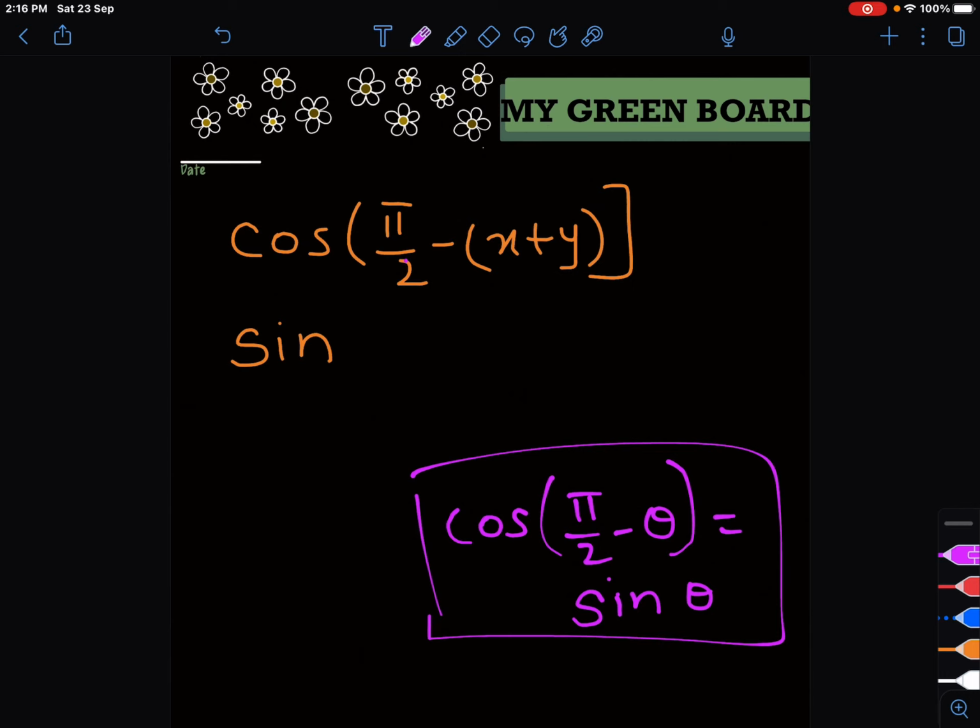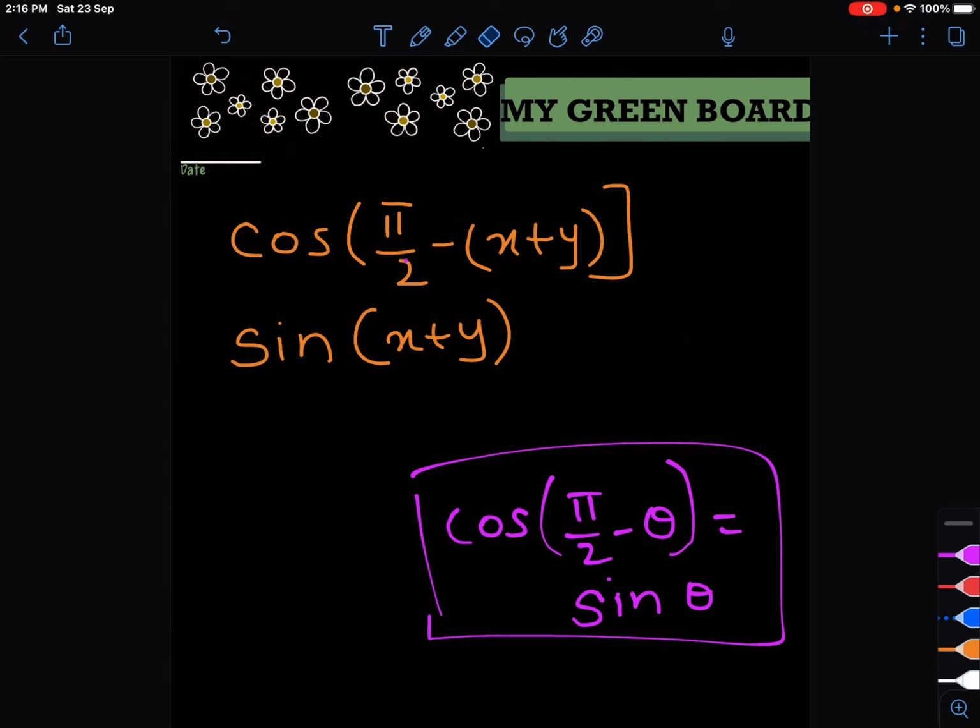So we will be getting sine of theta, where we are taking x plus y as theta. What is theta here? Yes, theta is x plus y. You have changed the sign. Now pi by 2 minus x, here everything is positive, so it is plus. We are not going to do anything else, so I have just left it as sine.